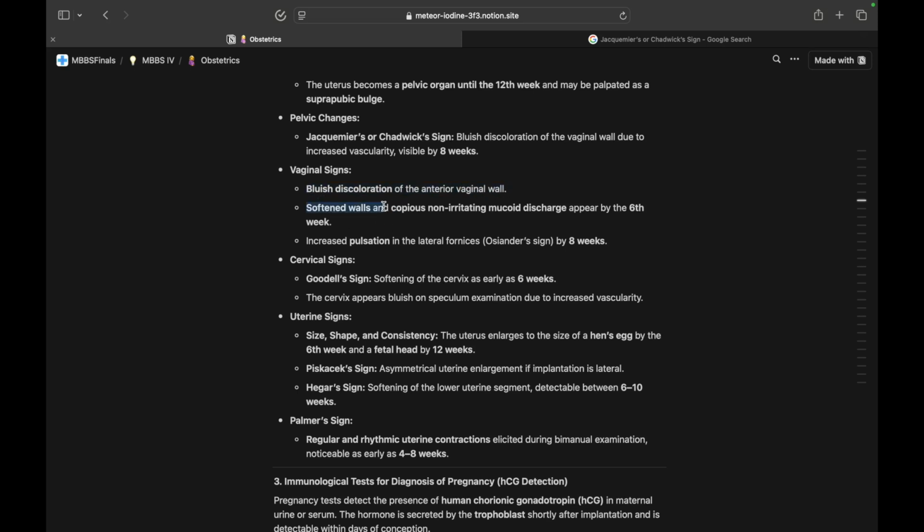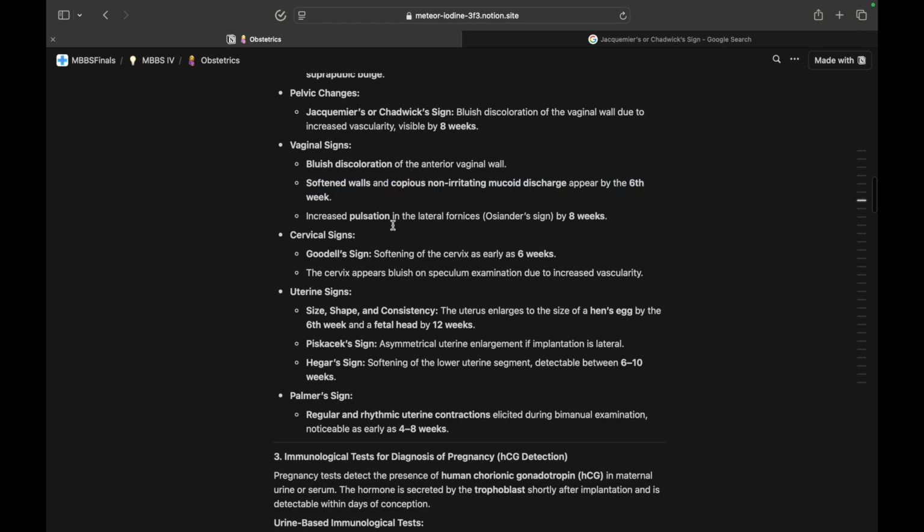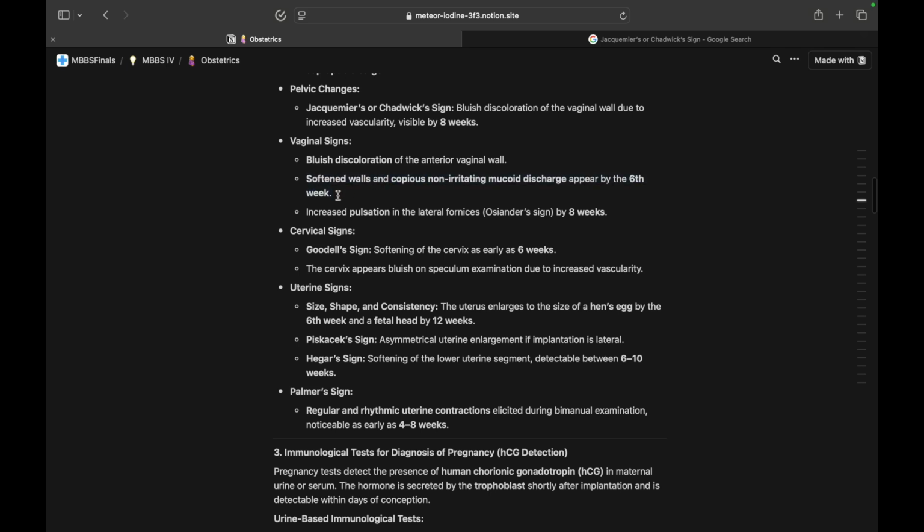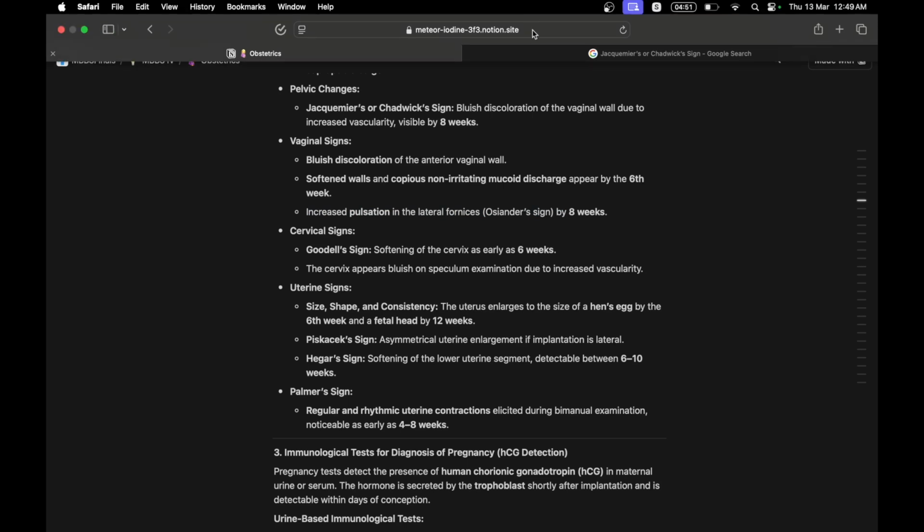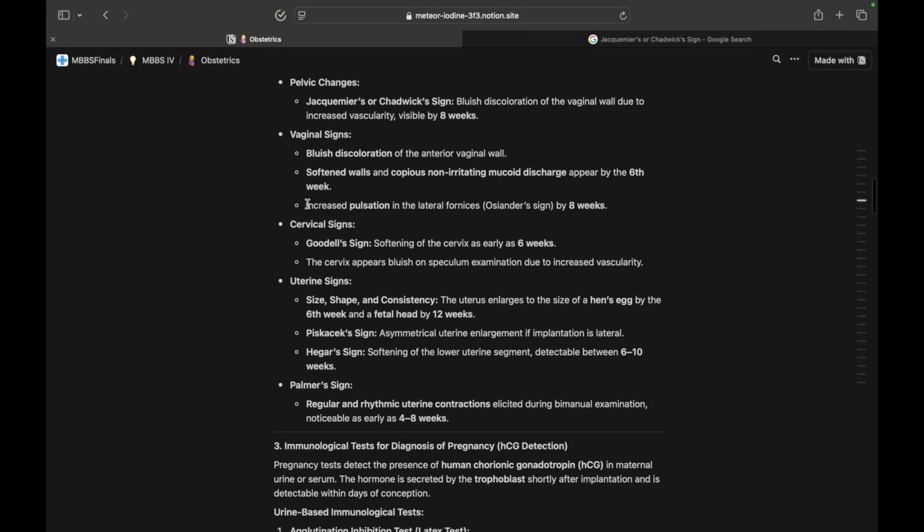softened walls and copious non-irritating mucoid discharge appear by the 6th week. We spoke about bluish discoloration of the anterior vaginal wall. Next, coming to increased pulsation in lateral fornices, which is Osiander's sign, by 8th week.